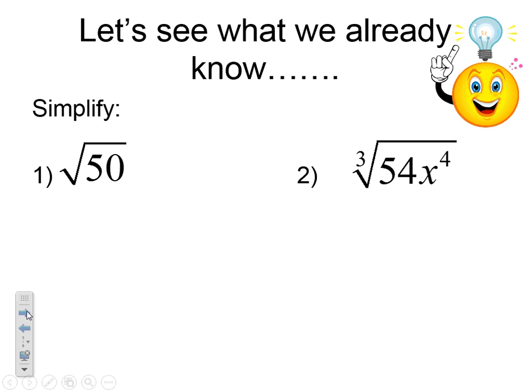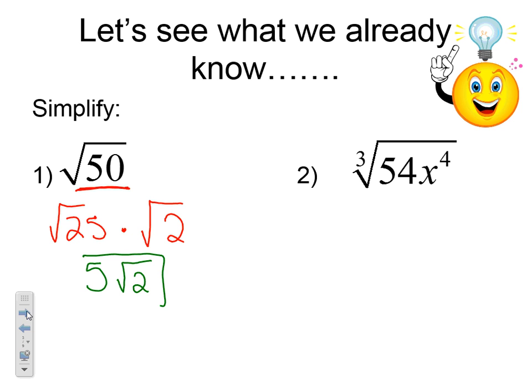So here we have to simplify the square root of 50. In order to simplify this, we have to find a perfect square that goes into 50. So the largest perfect square that goes into 50, if we look at our perfect roots chart, is going to be 25. And 25 times the square root of 2 is the same as the square root of 50. Now if we break this down, the square root of 25 is 5. We can't break down the square root of 2, so we're going to leave it as the square root of 2. And that is our answer for that one.